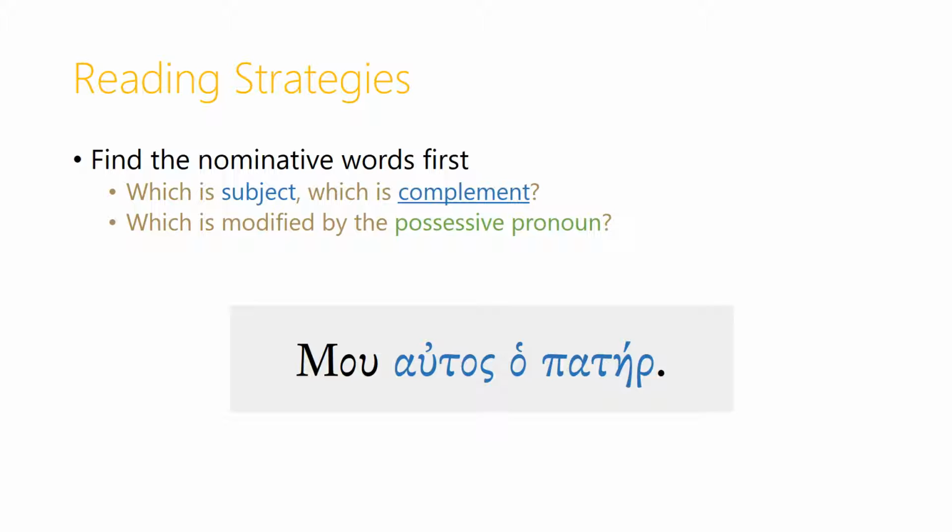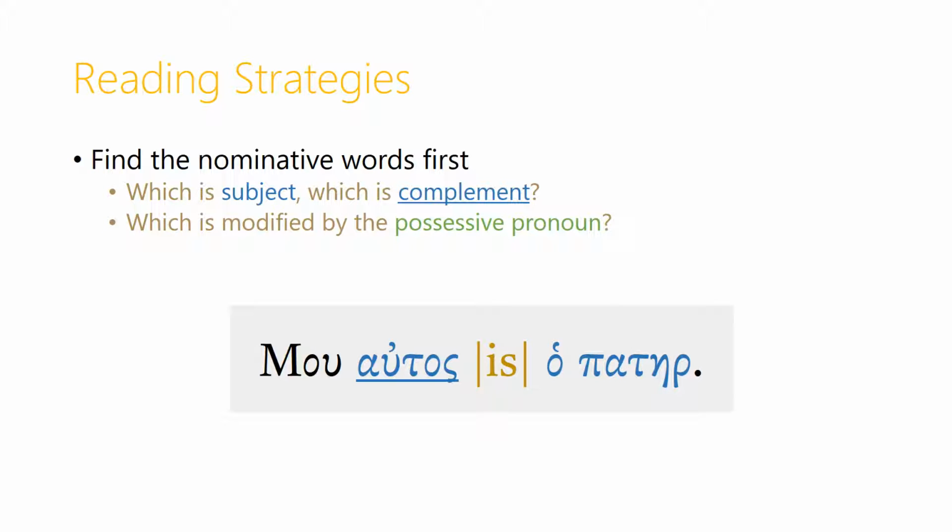Since this is a verbless clause, there's no verb here, one of those is going to be the subject and the other is going to be the complement. So is this he, autos, is a father, ho pater, or is it the father, ho pater, is he, autos? Probably it makes a little bit more sense to take it in the former sense. Take autos as the subject and ho pater as the complement. So let's highlight it that way.